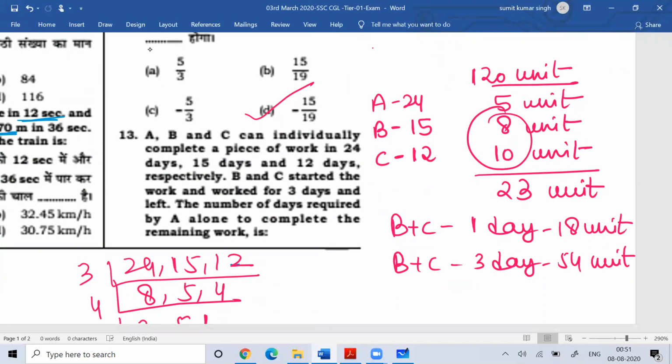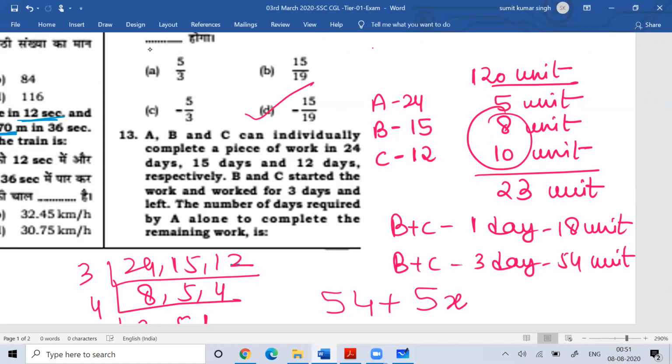So B and C started the work and worked for 3 days and then they left. We need the number of days required by A alone to complete the remaining work. So they did 54 units of work and they left. Now A alone is going to do the work. A in 1 day does 5 units of work.